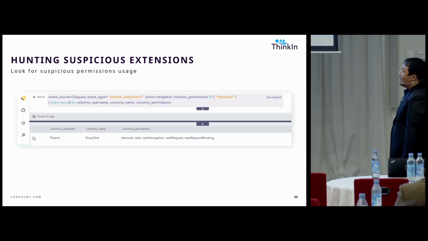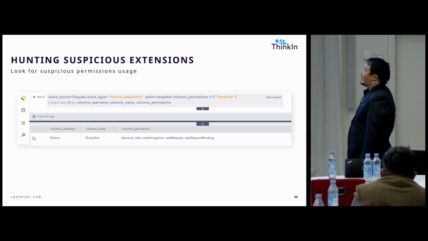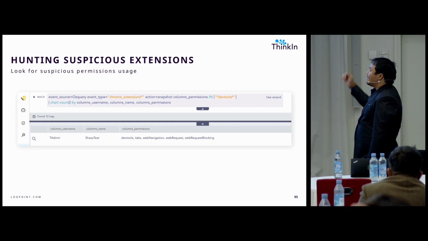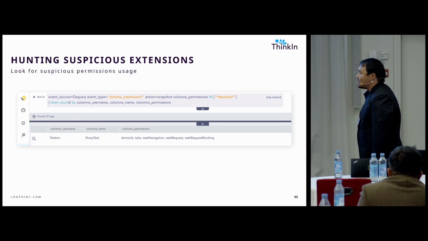OSQuery will also pull the permissions information, so that you can directly search for suspicious as well as powerful permissions used by extensions, because the DevTools permission in this case is not normally used by the majority of extensions. Here you can see a user TA admin that has installed the SHARPTEXT extension that uses DevTools in one of its permissions.